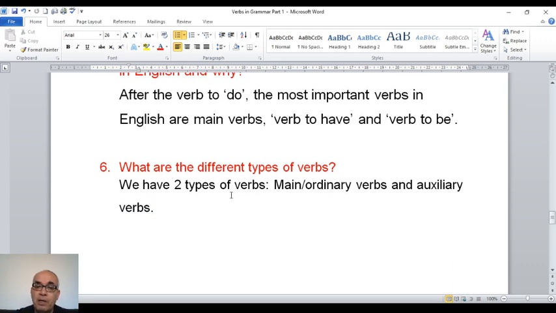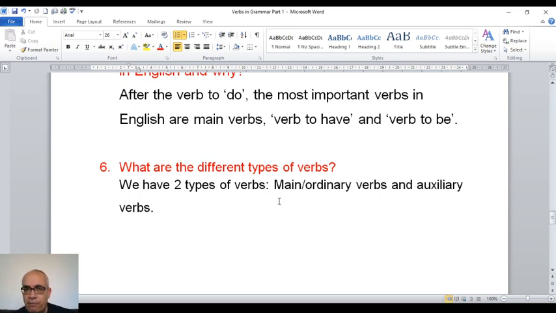Number 6. What are the different types of verbs? Now when you read grammar books or you watch the internet, they tell you about different types of verbs and you feel confused. Sometimes they use different names for the same thing. Sometimes they put different groups, different categories, and you think we've got so many types of verbs, so many groups. No. We have only 2 types of verbs in English. Main verbs and auxiliary verbs. Of course, main verbs, sometimes we call them ordinary verbs. Ordinary verbs or main verbs. Of course, they have other names.